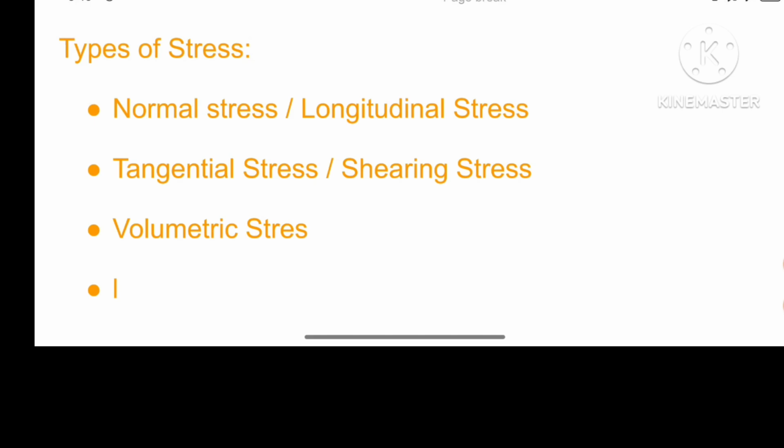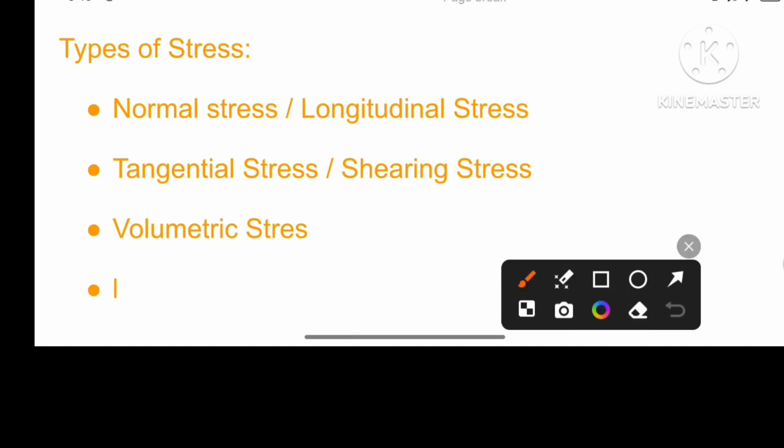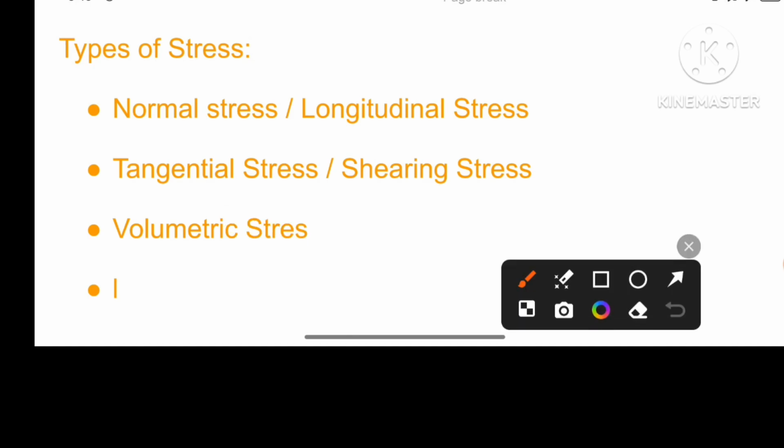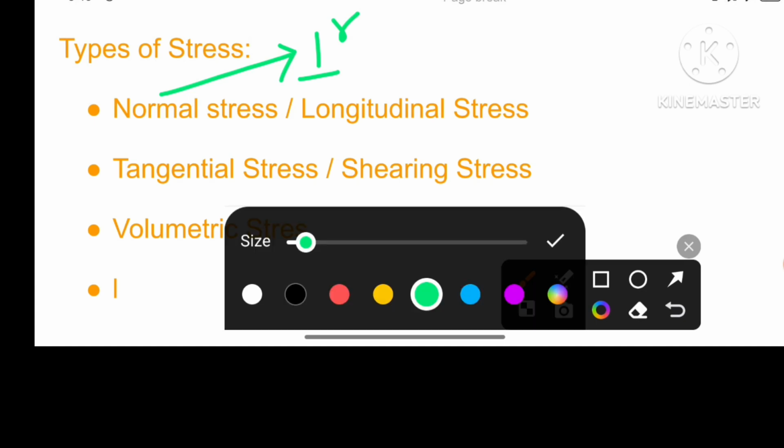Now we will discuss the types of stress. First one is normal stress or longitudinal stress. You all know about this. Normal stress means the longitudinal stress. That means the force and the area of cross section are perpendicular to each other.